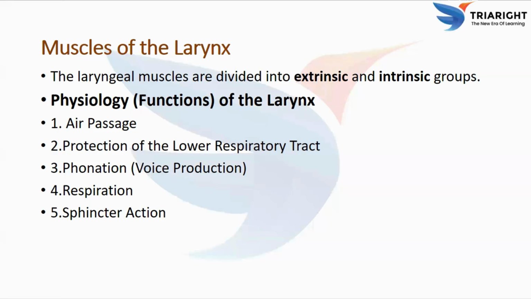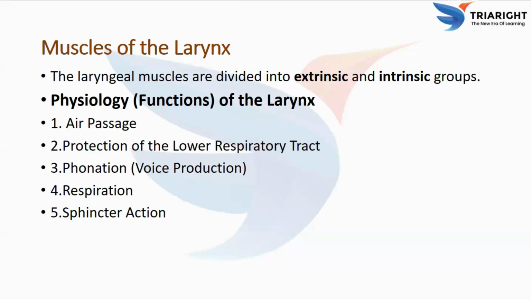So the third function is phonation, voice production. The vocal cords vibrate when air passes through them, producing sound. Intrinsic muscles control the tension and position of the vocal cords to change the pitch and the tone. For example, if you have tight cords, it generates a high pitch. If you have loose cords, it generates a low pitch.